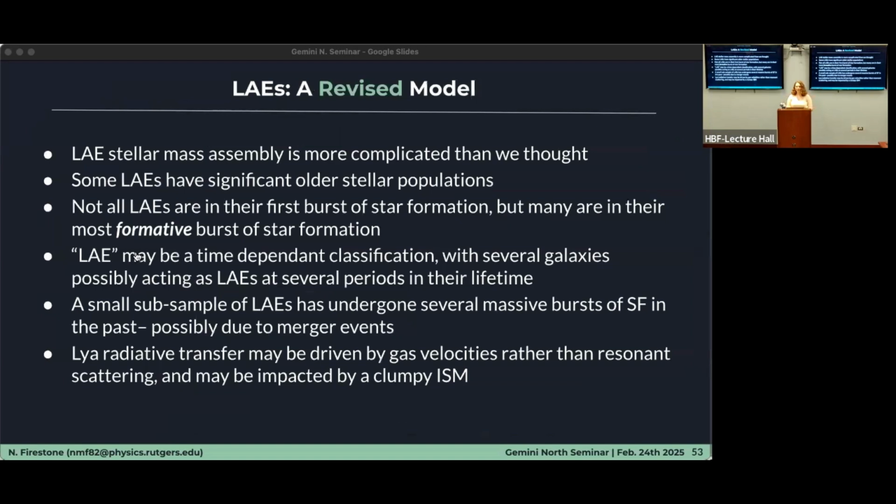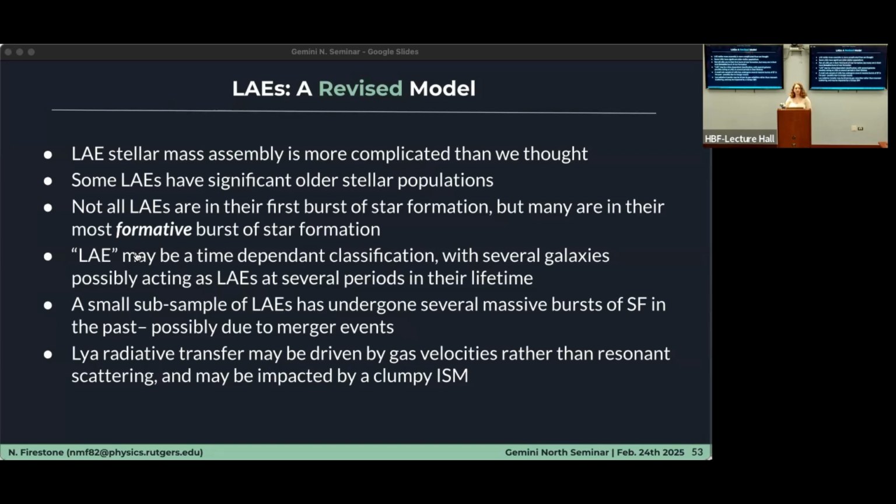So with all this information, we've created a revised model of what LAEs actually are as a population. So firstly, LAE stellar mass assembly is more complicated than we would naively think. Some LAEs have significant older stellar populations, and not all LAEs are in their first burst of star formation, but many are experiencing a formative burst of star formation. LAE may be a time-dependent classification where galaxies could potentially experience several different LAE phases or could have LAE progenitors.